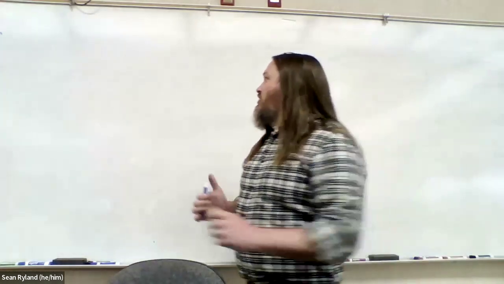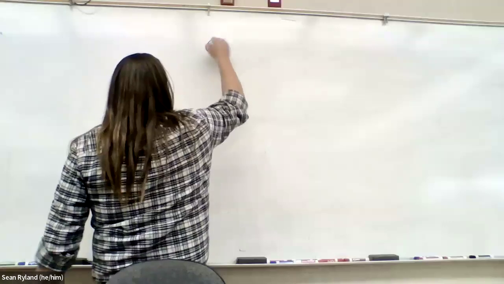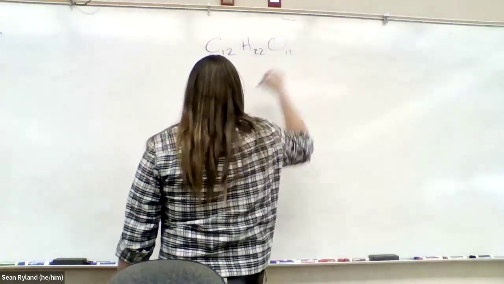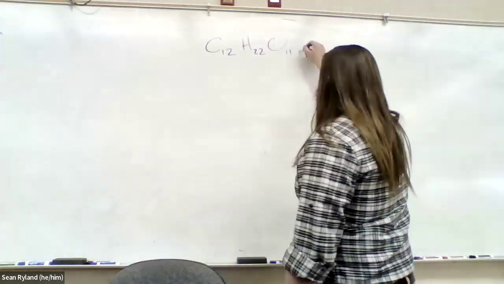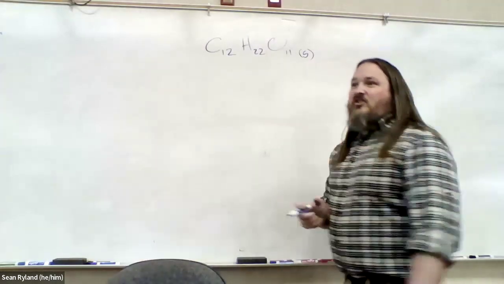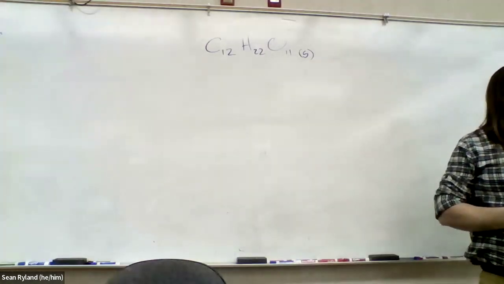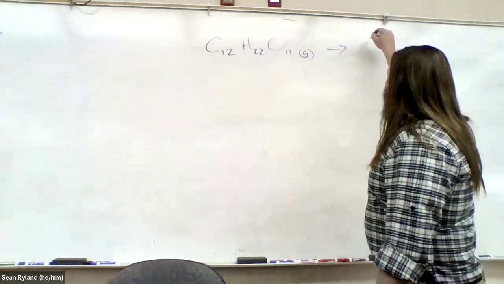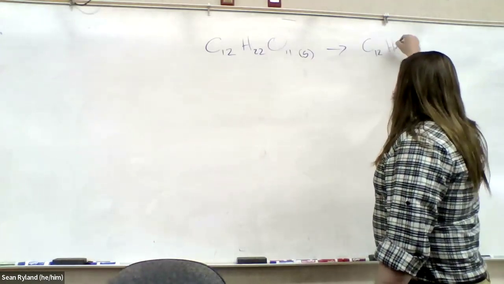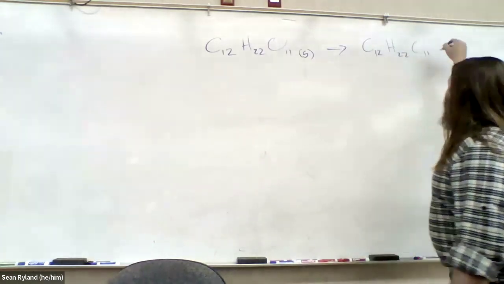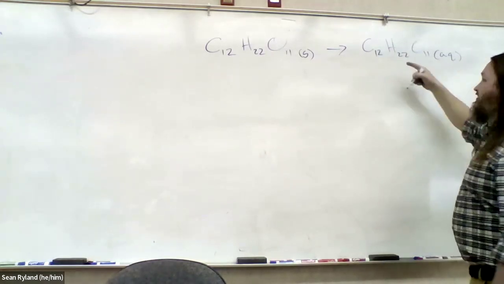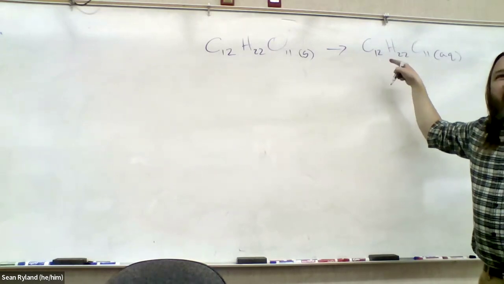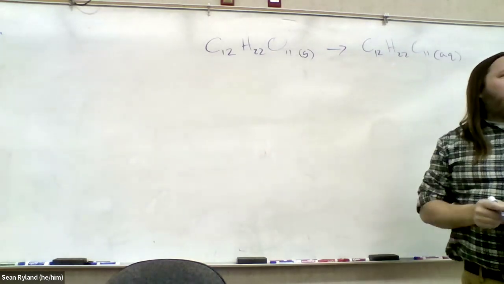Table sugar is sucrose, which is C12H22O11. You take table sugar, you dissolve it in water, you get C12H22O11 aqueous. But because those are all covalent bonds, they all stay stuck together.